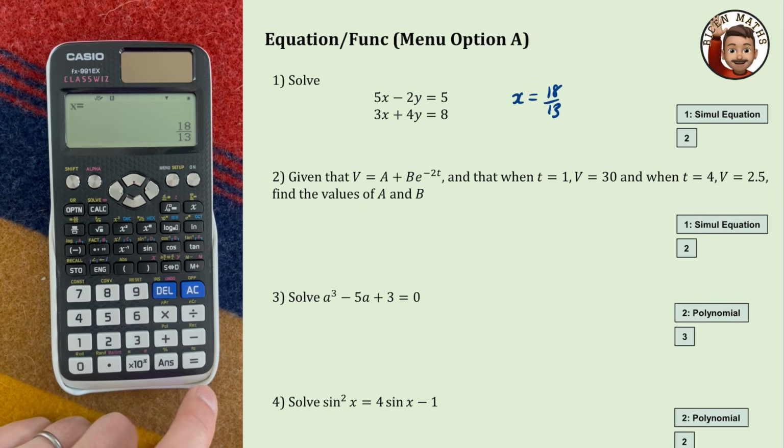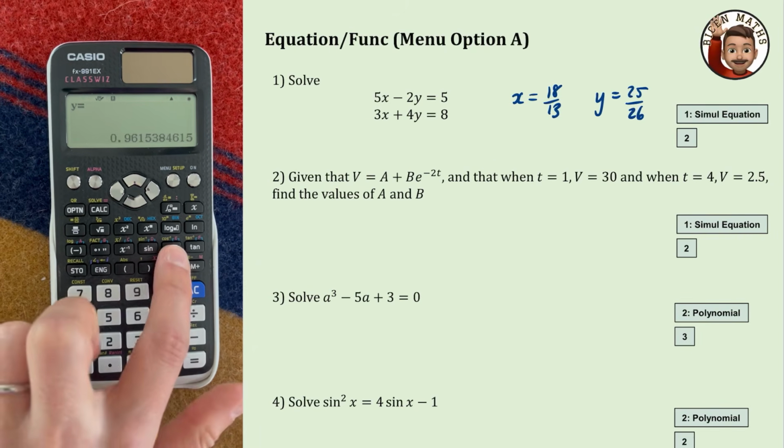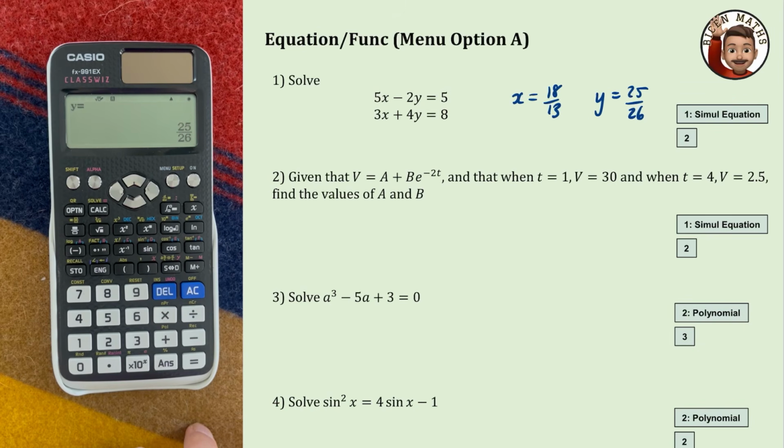You're probably thinking, where is y? Hit equals again, and it will give you that answer, which is 25 over 26. And of course, you can press SD to scroll between them. Now, this one that we're going to do here doesn't look like it's actually going to be a simultaneous equation, but you can use the calculator to solve this.